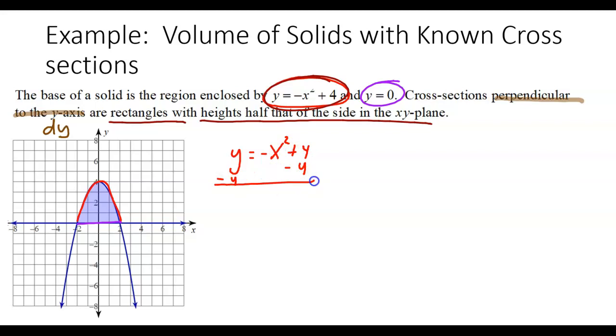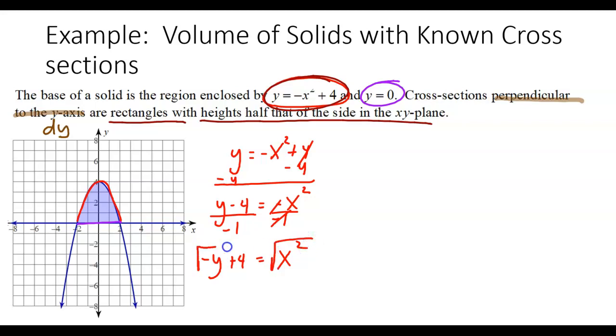Start by minusing 4. Now, you don't always have to do this step. If we were finding shapes that are perpendicular to the x-axis, we wouldn't have to do this. But since we're doing shapes perpendicular to the y-axis, we need to make sure that our equation is facing the right direction.